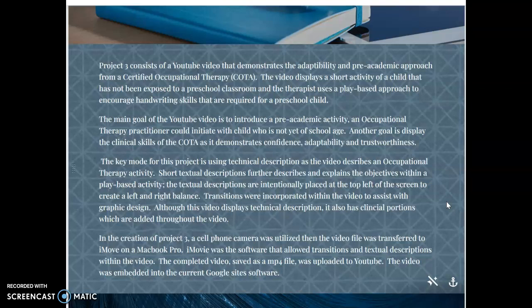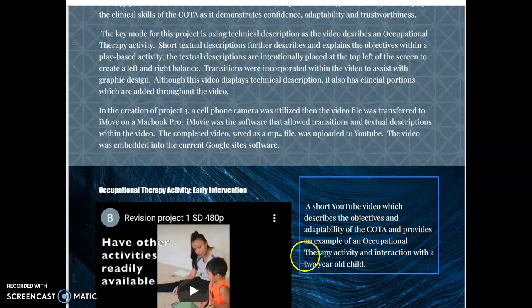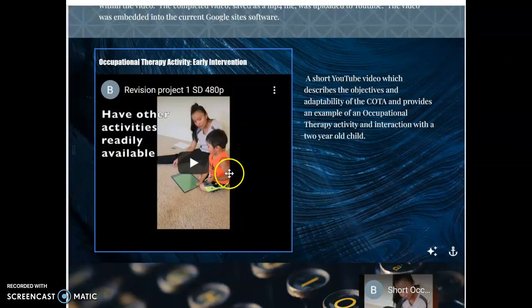iMovie was included in the making of the initial video, which is this one. This is the revision video of Project 1. So in Project 1 I used iMovie, and since the video file was saved in iMovie, I utilized iMovie again to continue with the revision process.